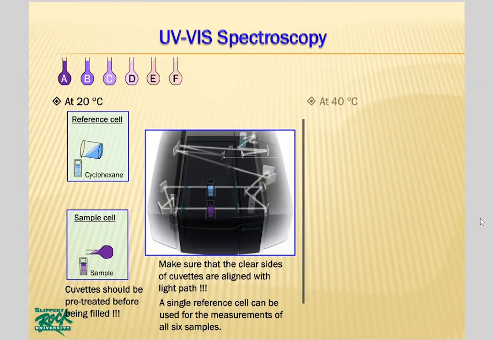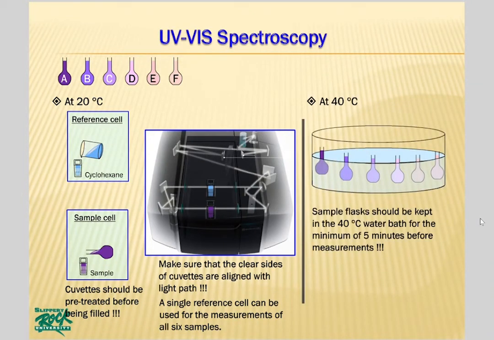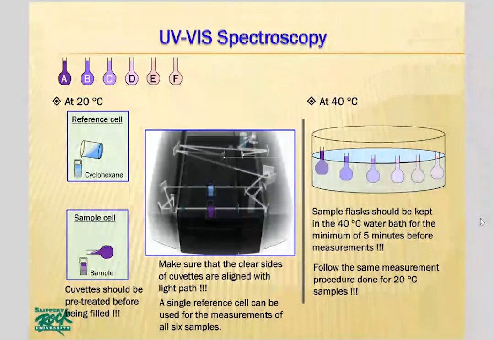For the spectroscopic measurements at 40 Celsius, all sample flasks should be kept in the 40 Celsius water bath for the minimum of 5 minutes before measurements, and follow the same measurement procedure done for the 20 Celsius samples.